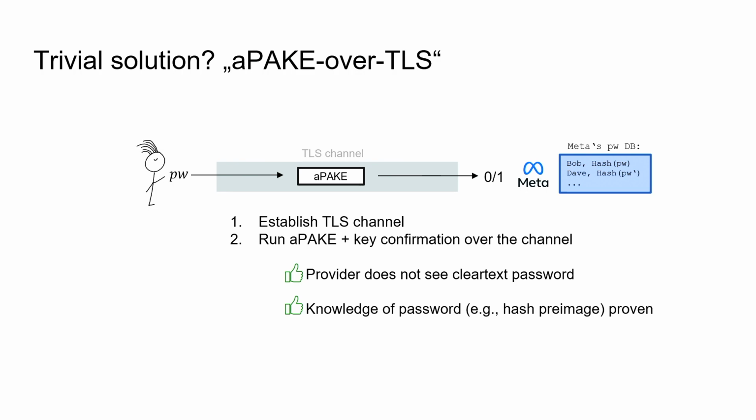and the outcome at the server side is essentially a bit. And from the security of the primitive, so from the security of the asymmetric PAKE, the server learns nothing else. So the provider does not see the clear text password. The guarantee is much better than on the slides. It actually learns nothing about the password beyond the result of the verification. And this is also because the aPAKE requires the password as input. This is somehow a proof of knowledge of the password.